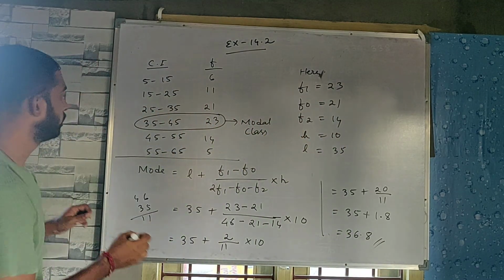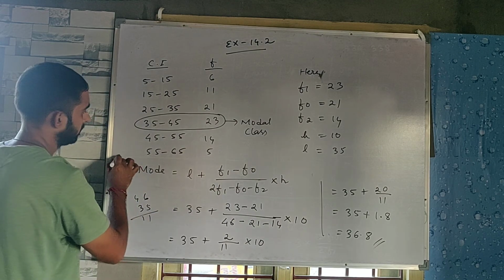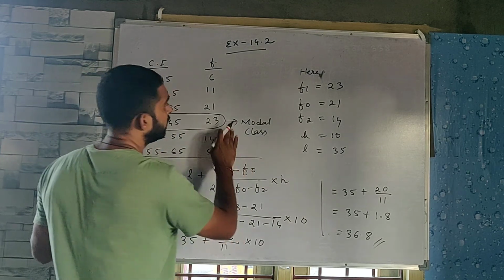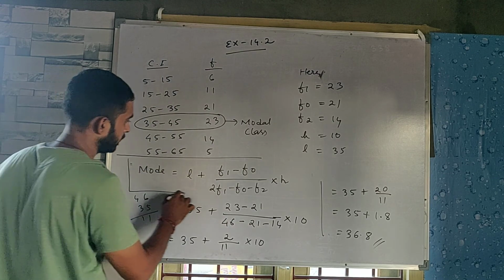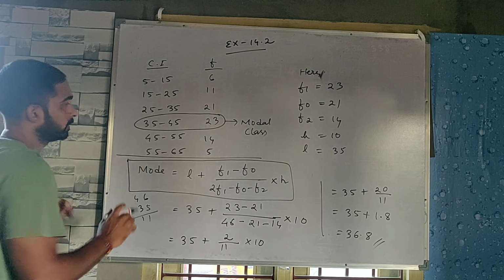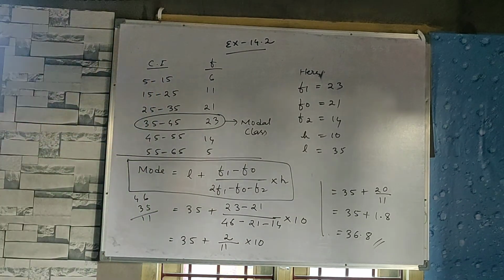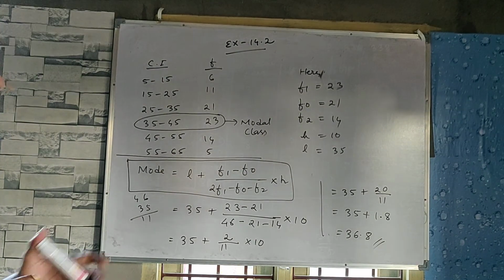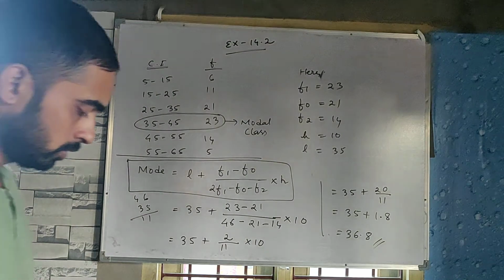So this is the only formula to use here, and there is no need to mention the modal class. This is the only formula we use to find the mode. Understood? L plus (f1 minus f0) by (2 f1 minus f0 minus f2) into h. So this is the solution.